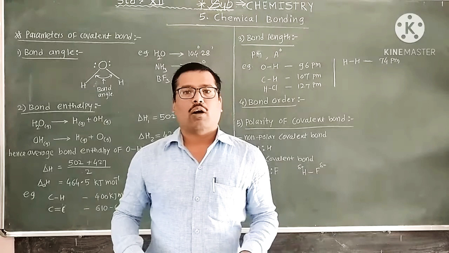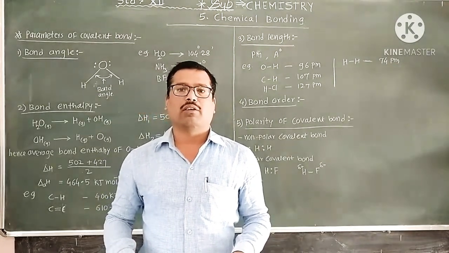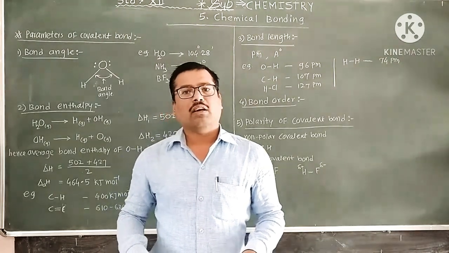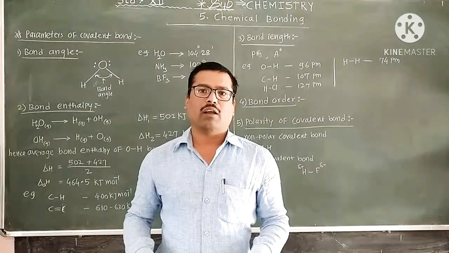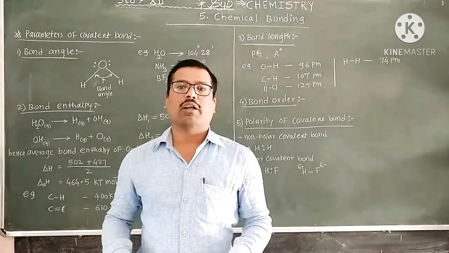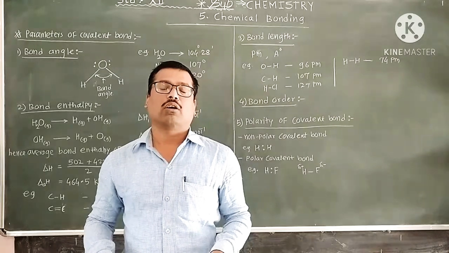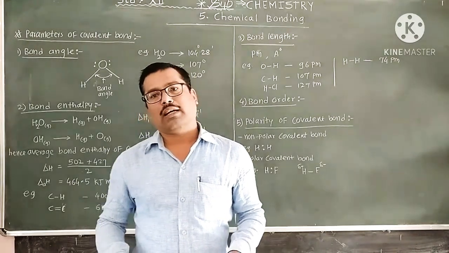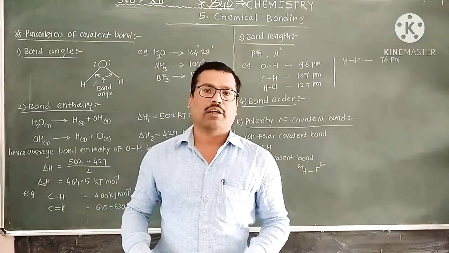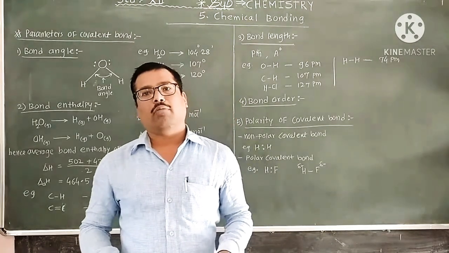The stability of a molecule can be determined by knowing the bond order. As bond order increases, bond enthalpy increases. Bond order increases means the number of bonds increases. Then bond enthalpy increases, that means bond dissociation energy also increases. The energy required to break the bond will increase. And bond length decreases. This is the bond order.